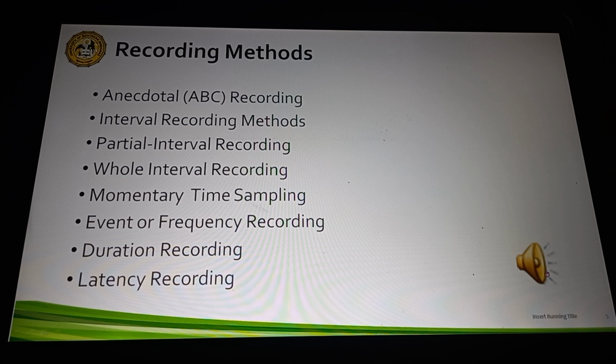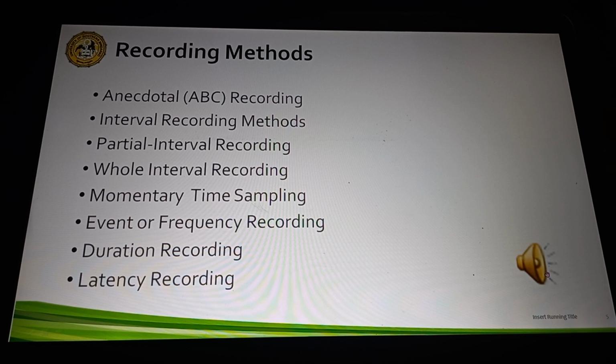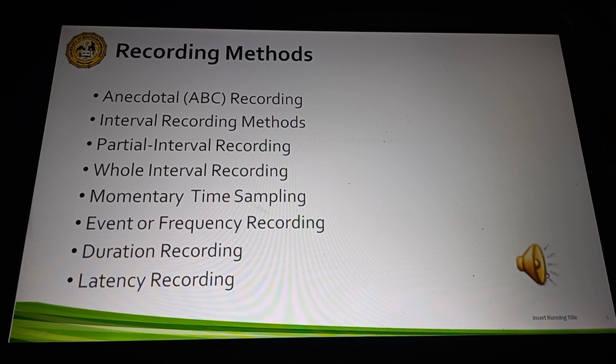Now, after the interval has passed, the observer records whether the behavior occurred during the interval. For example, if observations are being recorded on paper, an X would be marked in the appropriate box if the behavior occurred. For example, if the girl slammed her book, then that behavior occurred and that will be marked X in the interval. The observer then observes for the remaining intervals until the observation period is over.